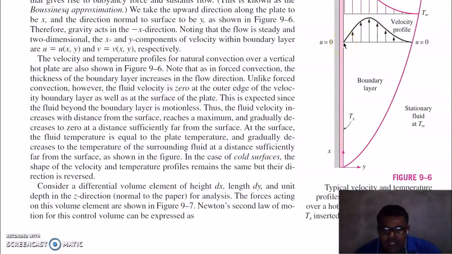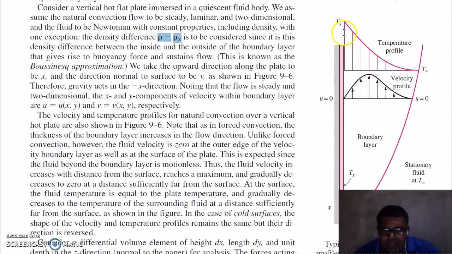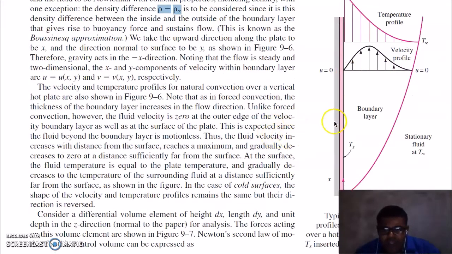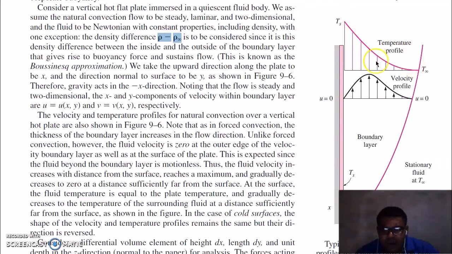This is expected since the fluid beyond the boundary layer is motionless. So this is the no slip condition. Thus the fluid velocity increases with the distance from the surface, reaches a maximum, and gradually decreases to zero at a distance sufficiently far from the surface. At the surface, the fluid temperature is equal to the plate temperature, and it gradually decreases to zero at a distance sufficiently far from the surface. In the case of a cold surface, the shape of the velocity and temperature profiles remains the same, but their direction is reversed. Means this profile is the same, but they will reverse.